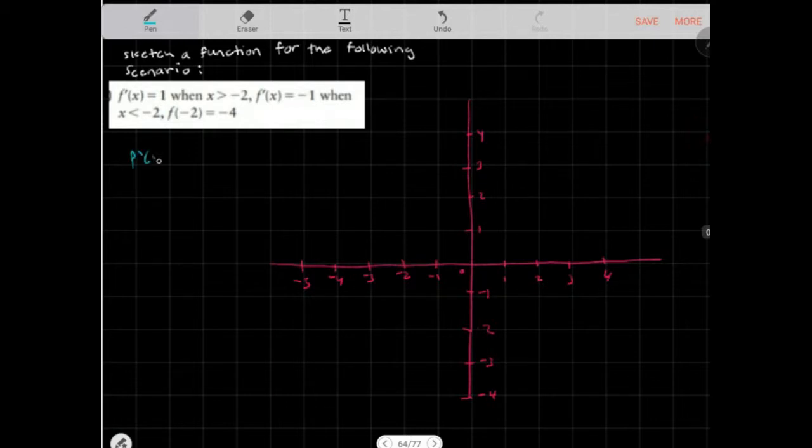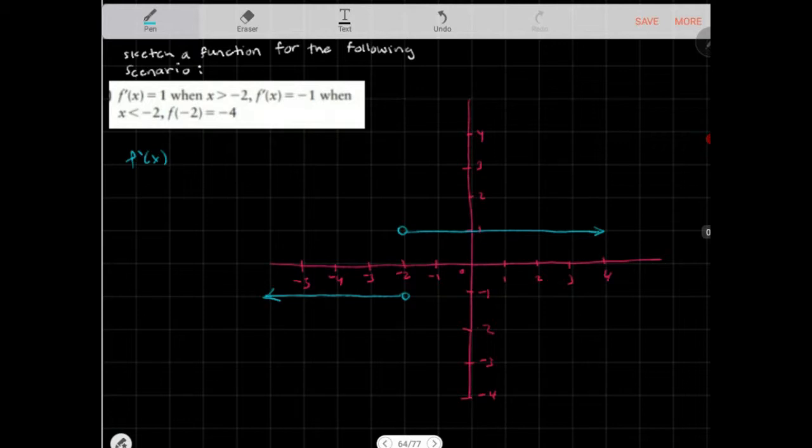I'm going to use f prime of x in blue to represent my derivative function. We can notice here that the derivative function is going to be 1 when x is greater than negative 2. This is negative 2, it's going to be equal to 1, so I'm going to use this point. Right, and we can see that the derivative function is going to go out this way. Okay, I'm just going to keep going. We also know that the derivative function is negative 1 when x is less than negative 2. So if it's less than negative 2, we should see that the derivative function would go out this way.